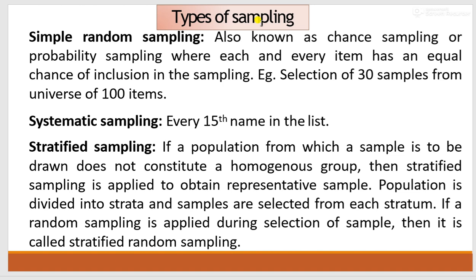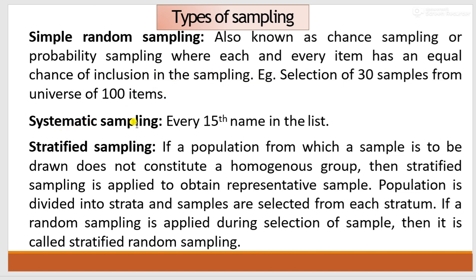Now, types of sampling. There are different types of sampling. First is simple random sampling. It is also known as chance sampling or probability sampling, where each and every item has an equal chance of inclusion in the sample. For example, selection of 30 samples from a universe of 100 items. So each and every item will have equal opportunity to get included in the sample.